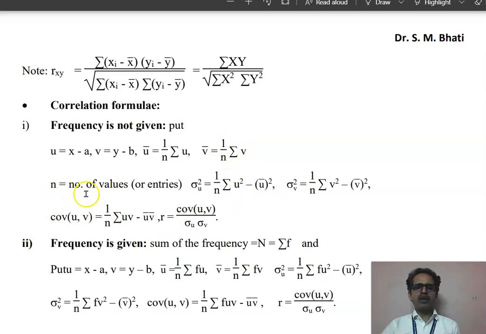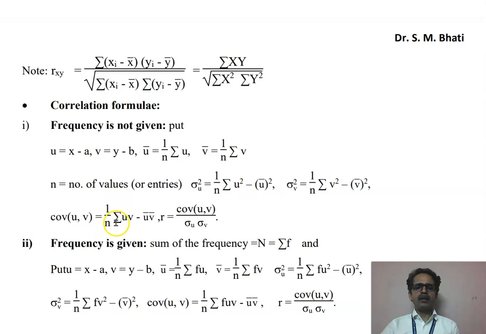Now here n stands for the number of values or number of entries, and here sigma u whole square becomes 1 upon n summation u square minus u bar whole square. Similarly, sigma v whole square becomes 1 upon n summation v square minus v bar whole square. And hence COV of u comma v can be written as 1 upon n summation uv minus u bar into v bar. Now everything is converted in terms of u and v.